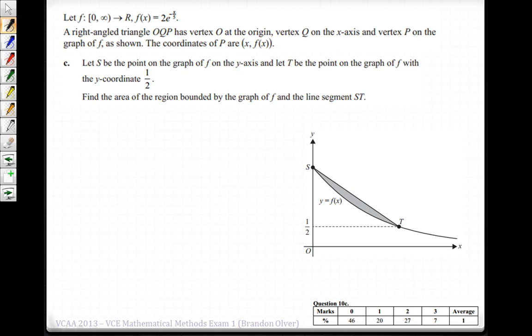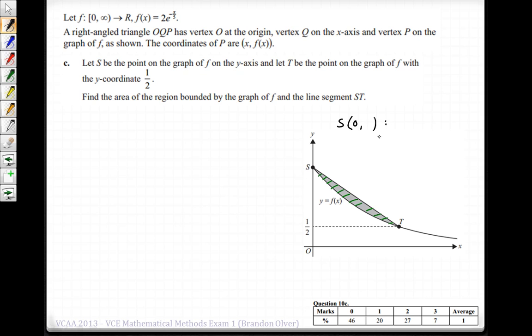So what we're essentially saying is we want to find the area that's shaded in green here. That's our end goal for this question. So the first thing that I want to do is find the coordinates of the point S and the coordinates of the point T. So for S, we have S has an x coordinate of 0 and a y coordinate that we'll find in a minute.